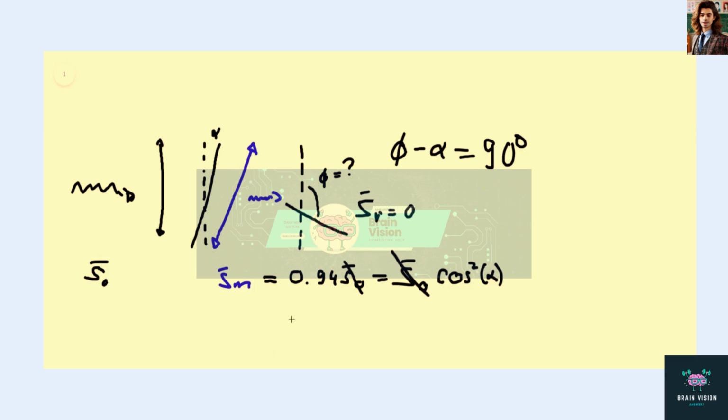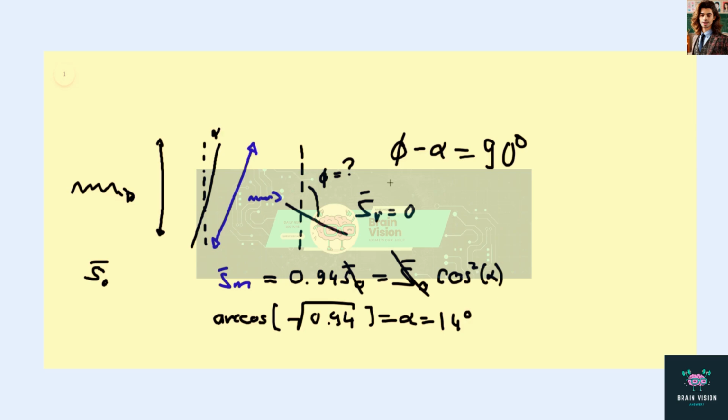So we take the square root of 0.94, and we take arc cos of this value to get what alpha is. And this tells us that alpha is actually 14 degrees.